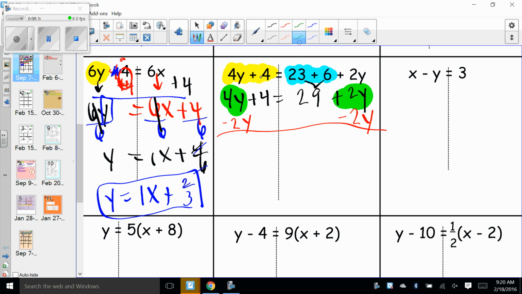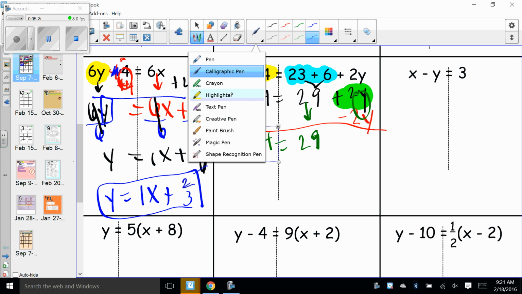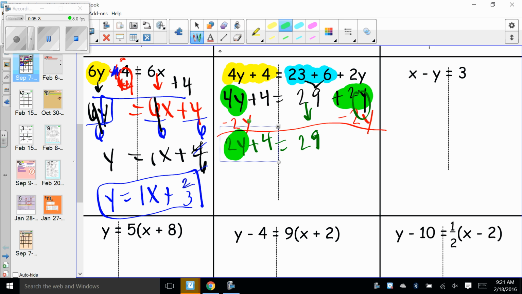Working left to right then, we have 2y plus 4 equals 29. If I haven't used it, drag it down. Cleaning this problem up, solving for y, hand method. Take my hand, cover the variable and anything attached. We're going to solve for this. My job then would be to get rid of that 4. I subtract 4, copy, paste.